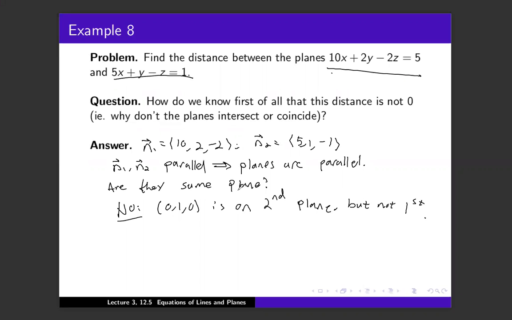So in other words, this is a reasonable question. We really are looking at a scenario where we've got two different planes and they're parallel, but they're not the same. So we can actually talk about the distance between them, which is good. That's because otherwise I'd be asking a really ridiculous question in that case. So let's keep going.